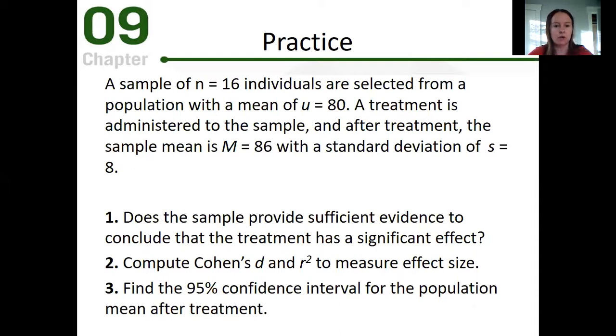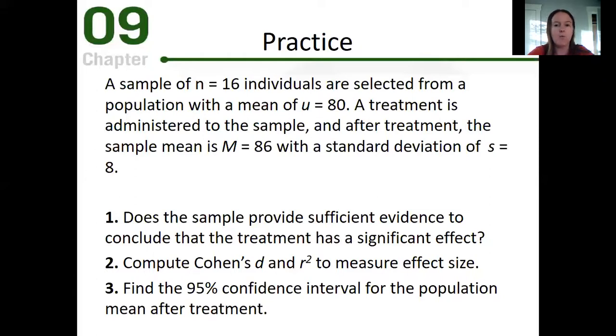Let's just first look at the question here. So we have a sample of 16 individuals that are selected from a population with a mean of 80. Notice how we don't have any information about the population standard deviation. We just have the mean score of 80 there. A treatment is administered to the sample, and after treatment, the sample mean is 86. Okay, so it's 6 points above the population mean, and the standard deviation is equal to 8.